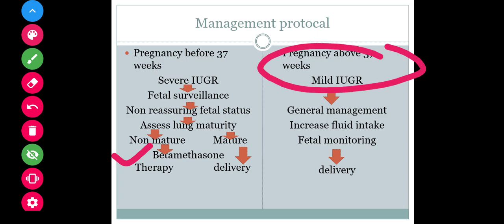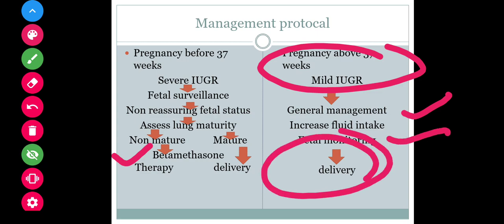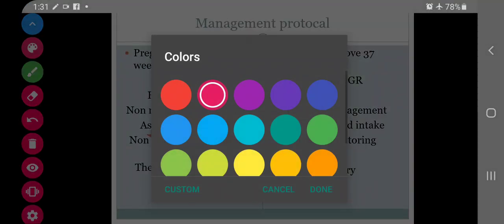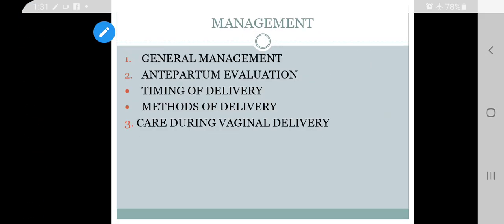Mild IUGR. In mild cases of IUGR, general management should be given, like increased rest in lateral position, folic acid supplements, increased fluid intake, and continuous fetal monitoring. Then they can go for delivery. So these are the management protocols. Hope you people have understood. Let's have a quick summary.